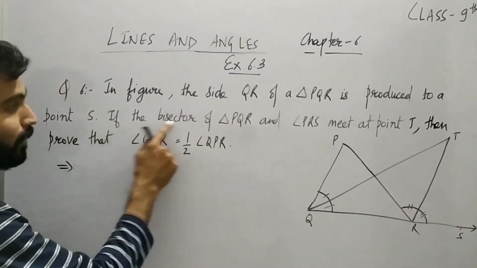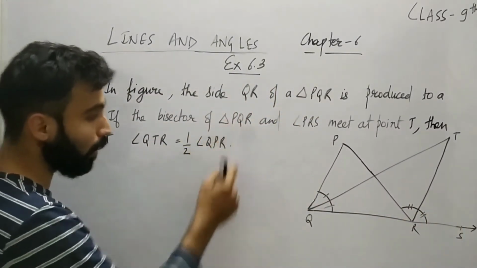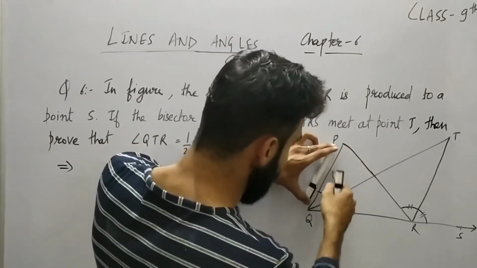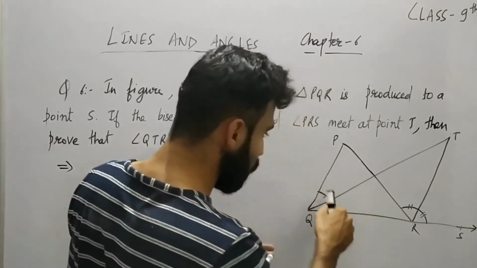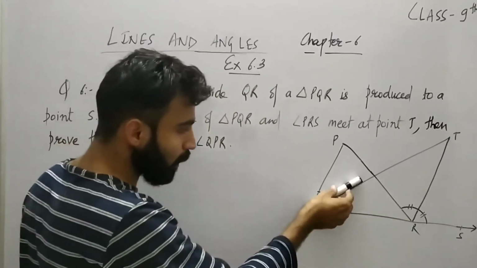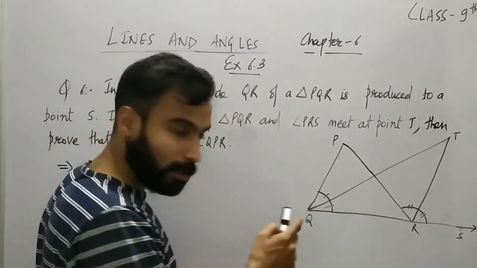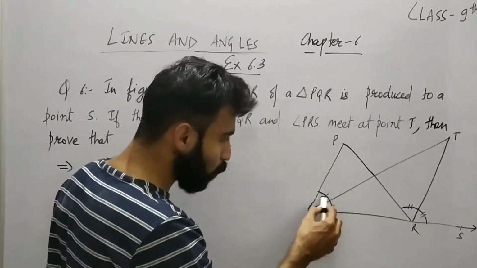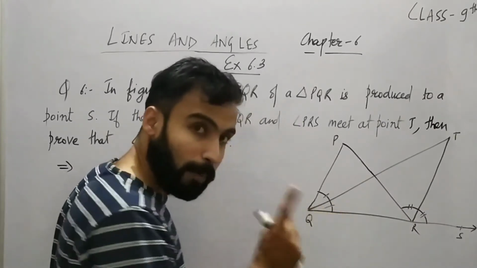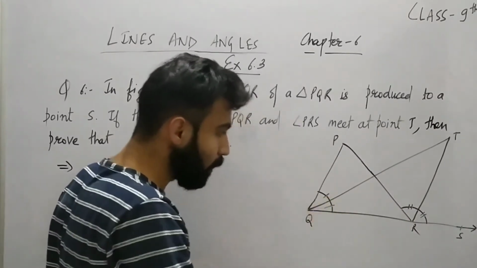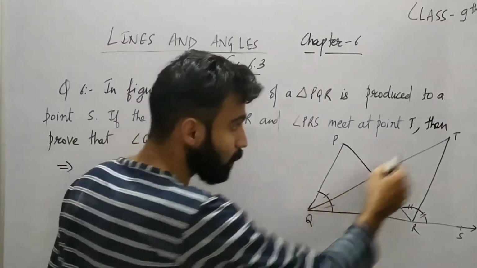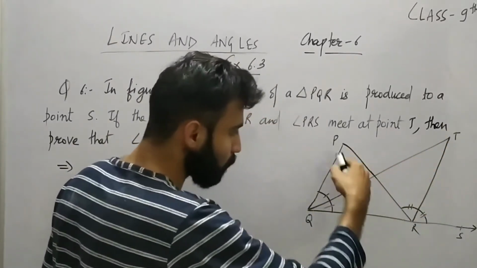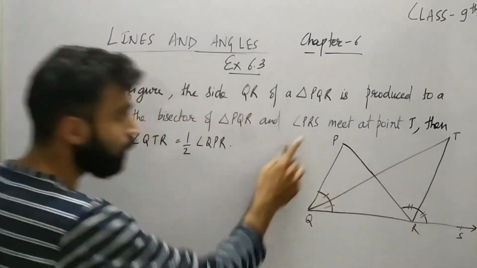Now, if the bisector of angle PQR, let me just tell you that angle PQR is the angle Q, so this is the bisector of this angle. We know that bisector means dividing that angle into two equal parts. So this bisector is named QT. So QT is the bisector of angle PQR, right? It is given to us.